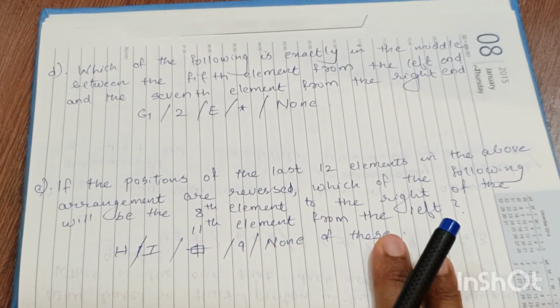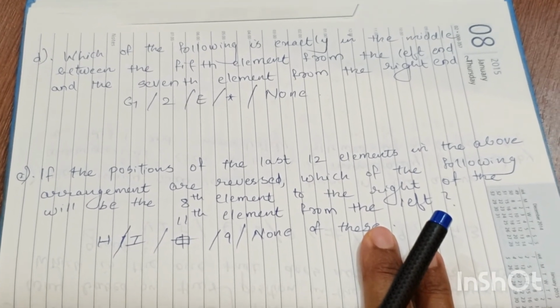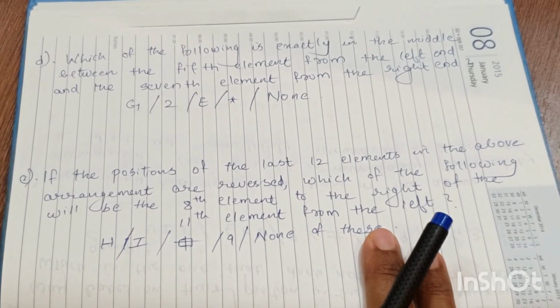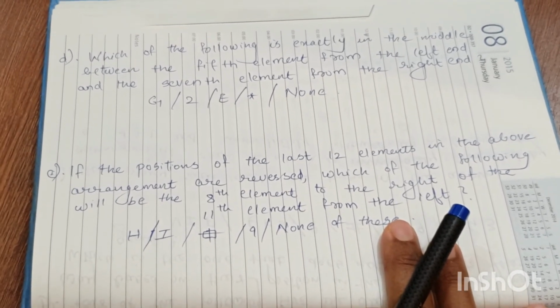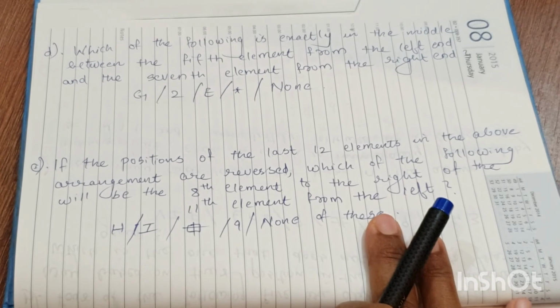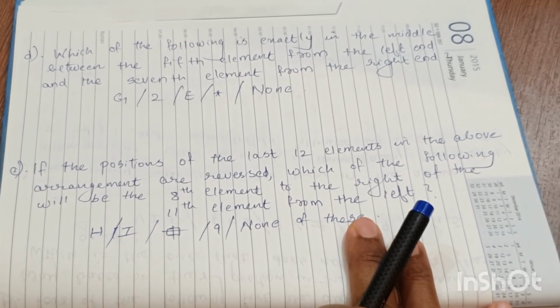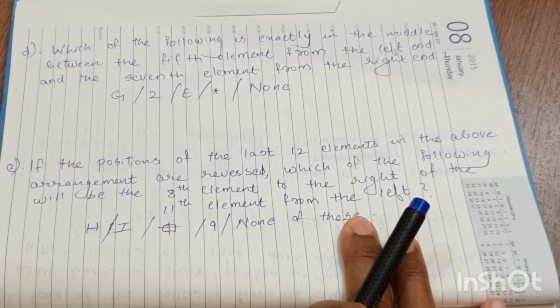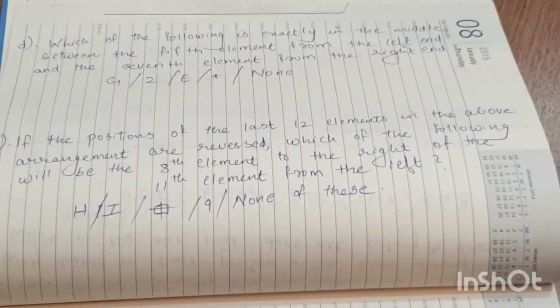Fourth question, which of the following is exactly in the middle between the fifth element from the left hand and the seventh element from the right hand? Fifth question, if the positions of the last 12 elements in the above arrangement are reversed, which of the following will be the 8th element to the right of the 11th element from the left?